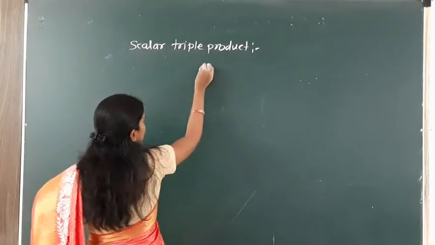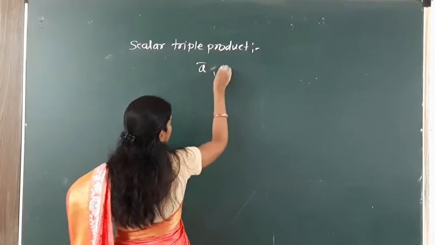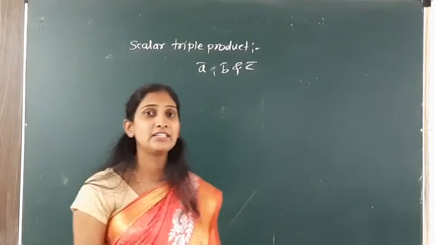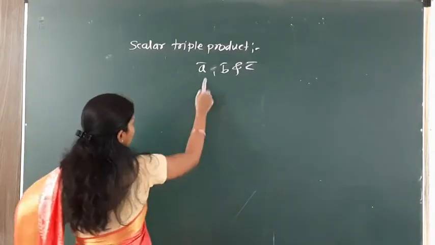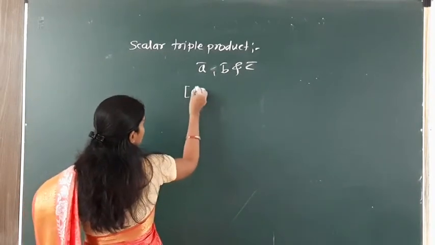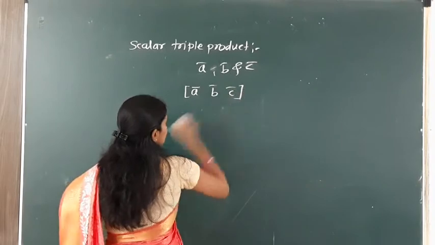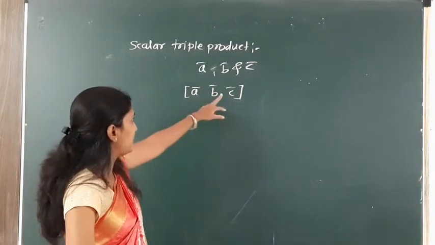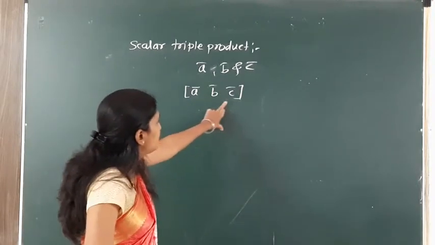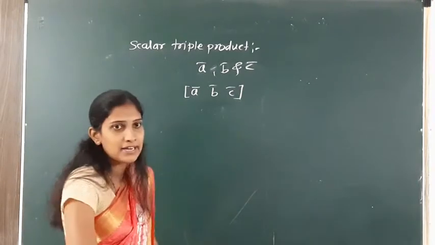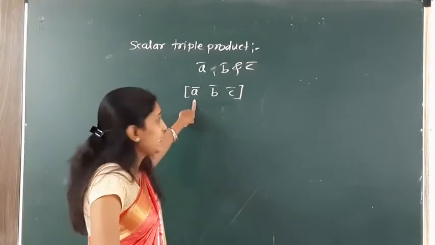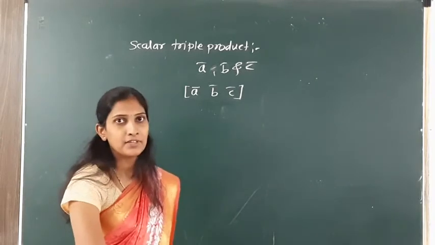Suppose there are three vectors a bar, b bar and c bar, and we have to find out their scalar triple product. It is denoted by a bar, b bar, c bar written in a square bracket. It is called the scalar triple product of a bar, b bar and c bar. It is also known as box product.